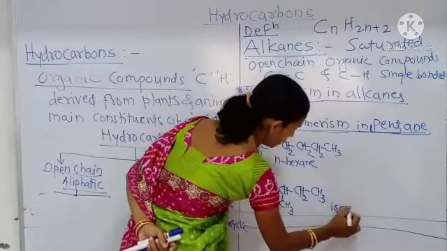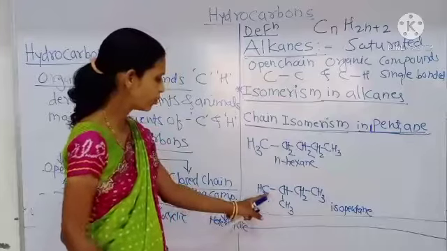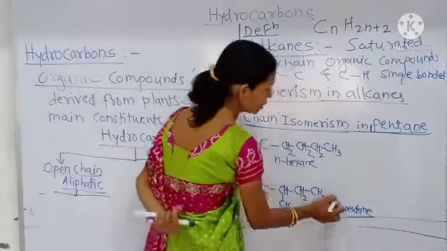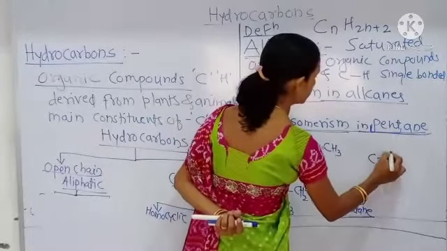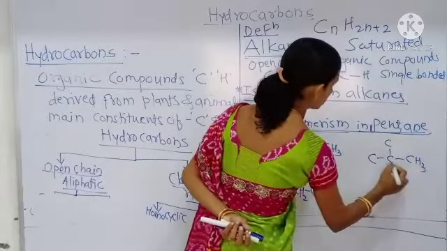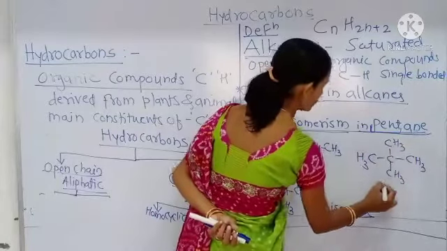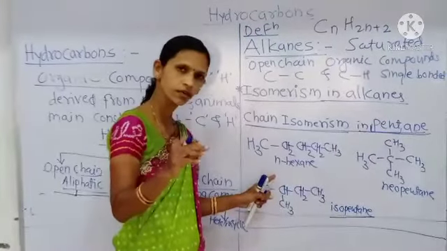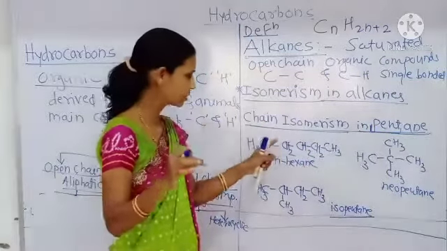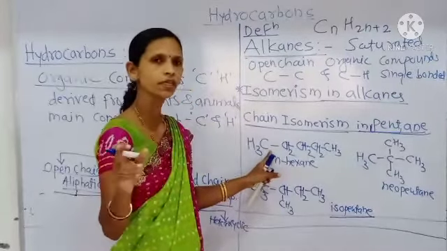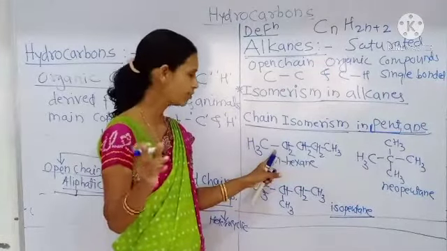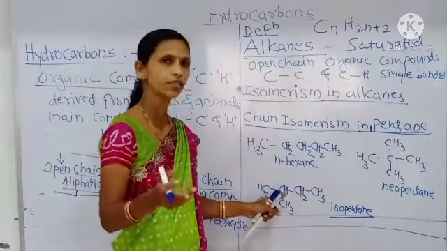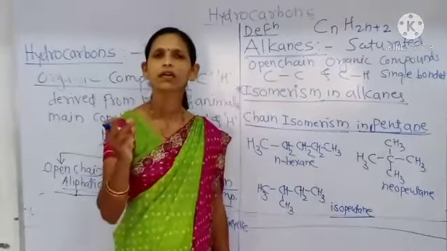Here isopentane is one of the chain isomers, a branched pentane, and the name of this alkane is isopentane. Then one more branched isomer of pentane is there, that is neopentane, which has the same molecular formula but a difference in chain structure or carbon skeleton. Here n-pentane is a normal or straight chain alkane, while isopentane and neopentane are both branched alkanes, and these are the three chain isomers of pentane.